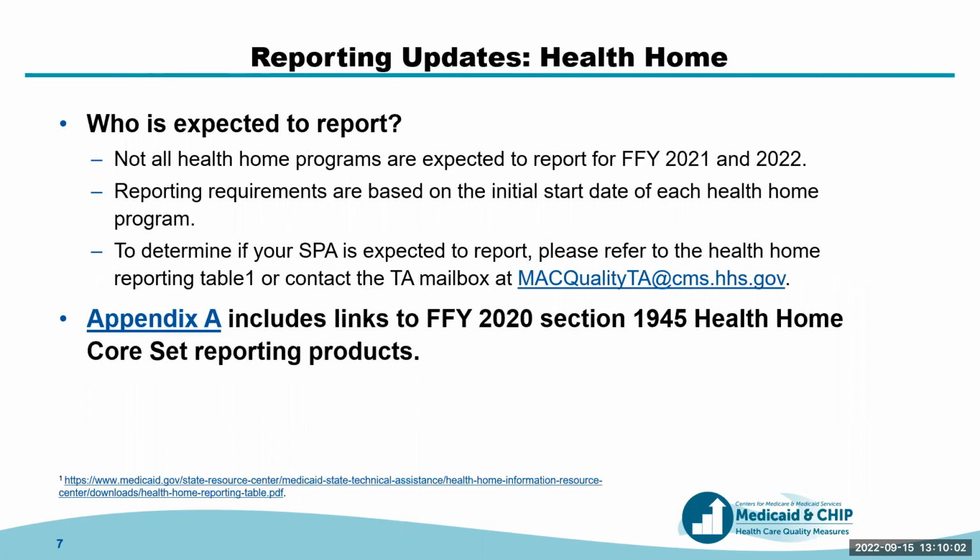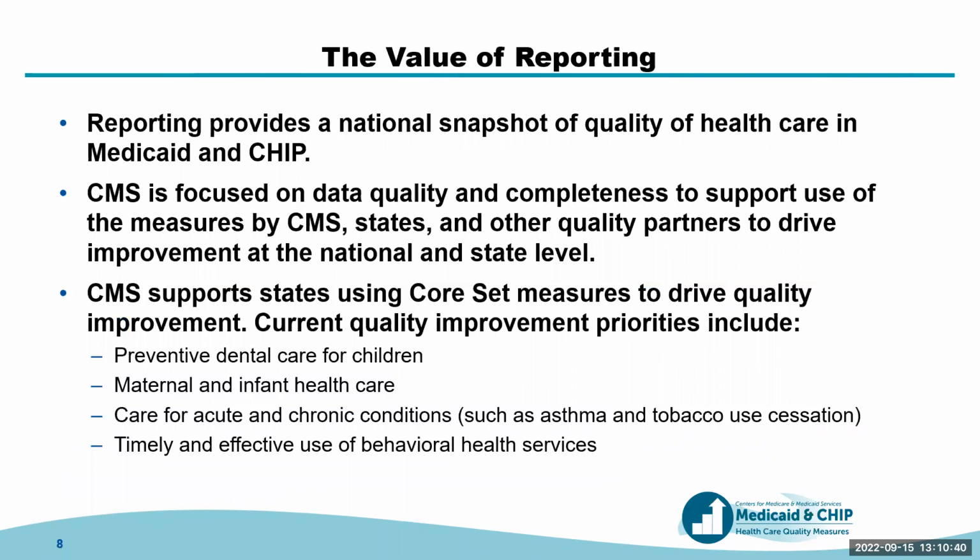This slide has information about health home reporting updates. Not all health home programs are expected to report for FFYs 2021 and 2022. Reporting requirements are based on the initial start date of each health home program. To determine if your SPA is expected to report, you can refer to the health home reporting table at medicaid.gov and linked on this slide, or you can contact the TA mailbox at the address on this slide. Appendix A of this slide deck also includes links to the FFY 2020 Section 1945 health home core set reporting products. Next slide, please.